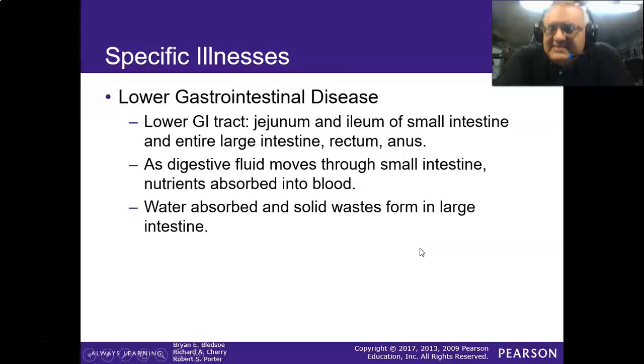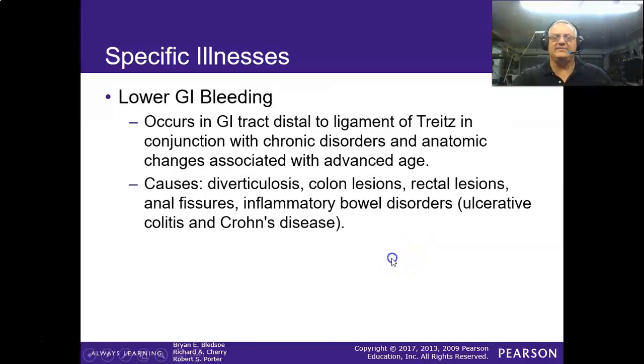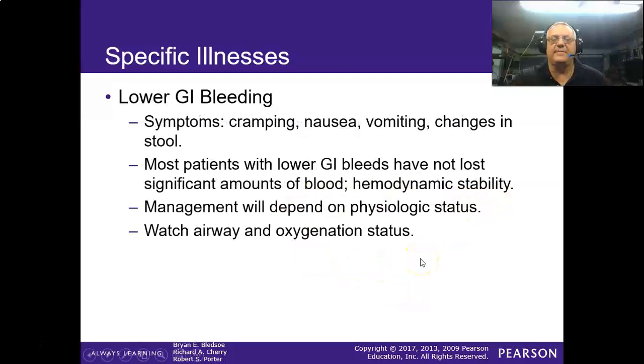Your lower GI diseases, again, usually it's where all the nutrients are absorbed, the breakdown is stopped, the water is absorbed, the solid waste from that lower diseases. And again, it occurs in the distal tract, and that's in conjunction with the disorders that happen down there. And we'll talk about these specific disorders, and we're going to talk about them real quick.